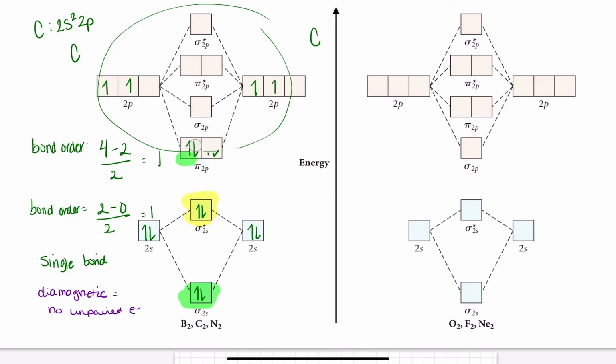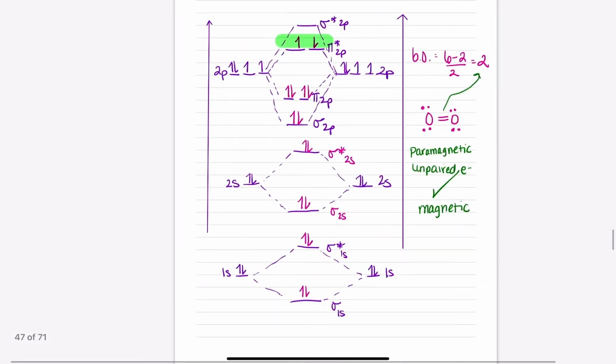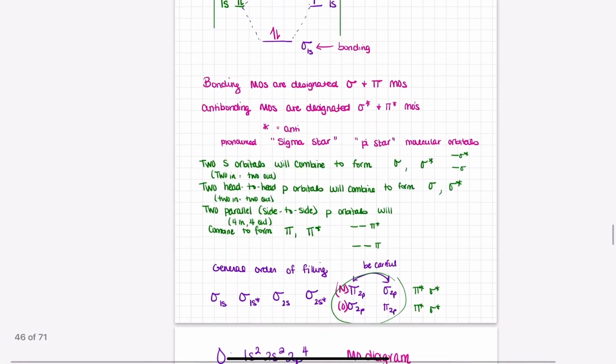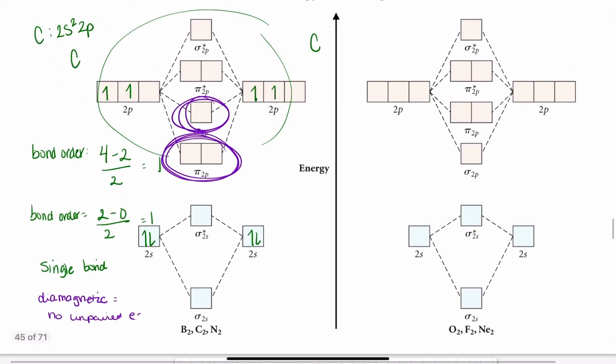But note for carbon, we filled your 2p pi bond orbitals before your sigma. For oxygen, I filled sigma before I filled your pi's. So you've got to pay attention to which one you're filling here.